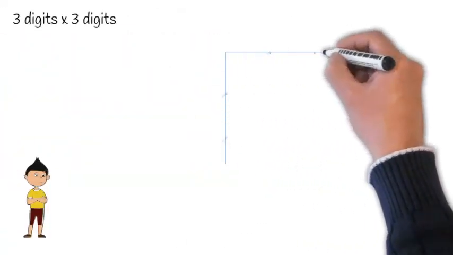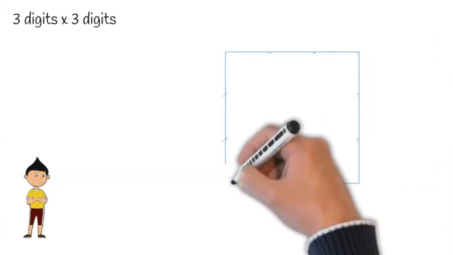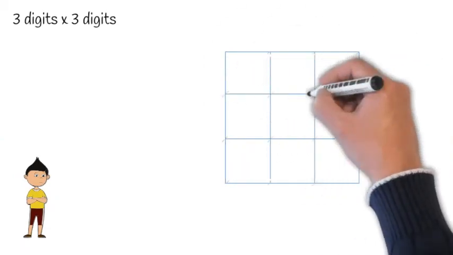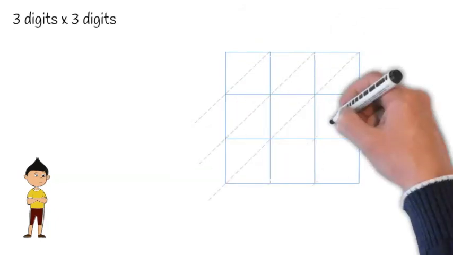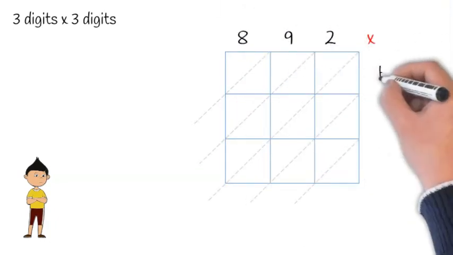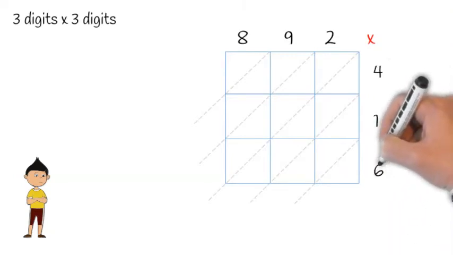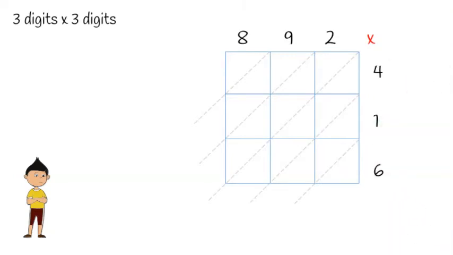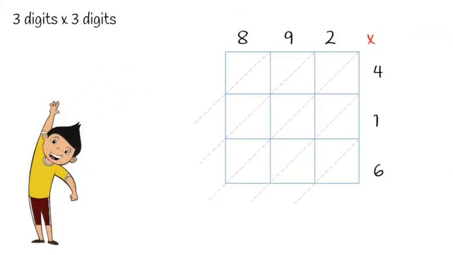Now let's try 892 times 416. A 3 by 3 grid and add in the diagonals. So press pause now and see if you can complete the grid to start with. Remember, it doesn't matter which order you do the multiplications. Press pause. Great. Let's check the grid.